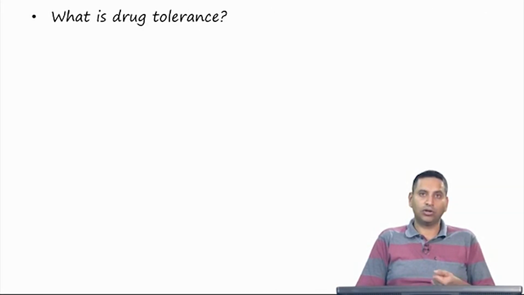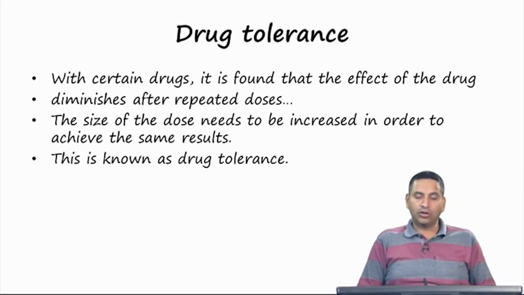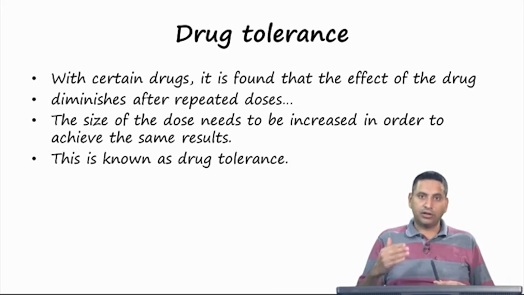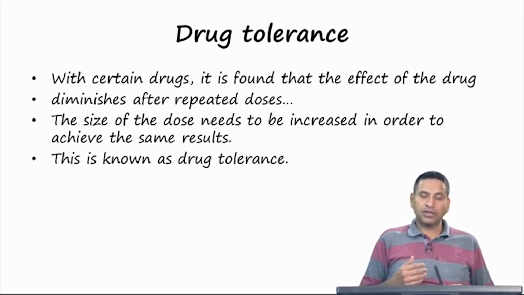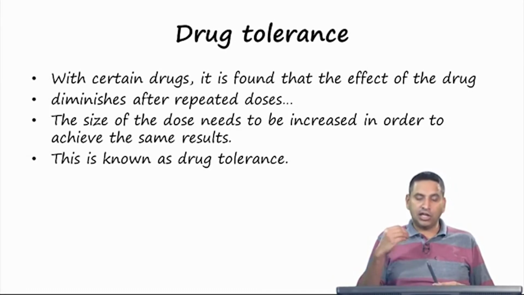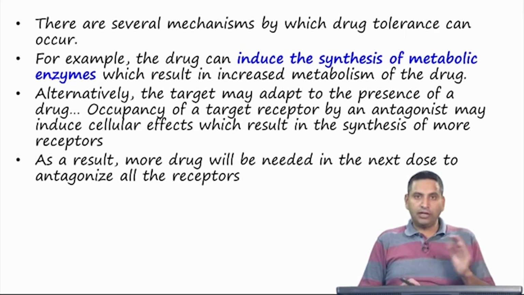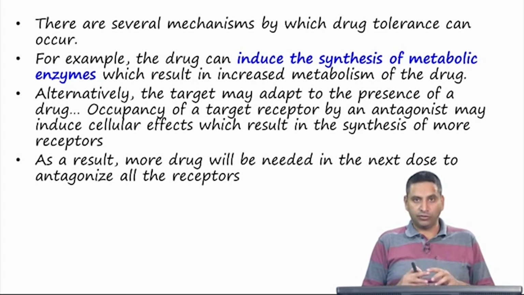The next question is, what is drug tolerance? Drug tolerance happens with certain drugs when the effect of the drug diminishes as the number of doses increases. So, then to achieve the same effect, one needs to take a larger dose of the drug. So, this is known as drug tolerance. There are several mechanisms by which drug tolerance can occur, and some of them are not very well understood.